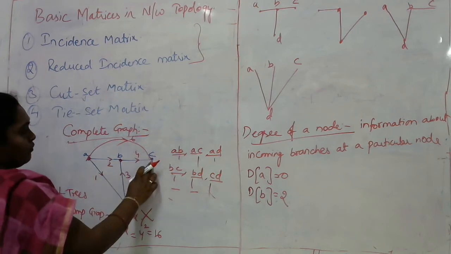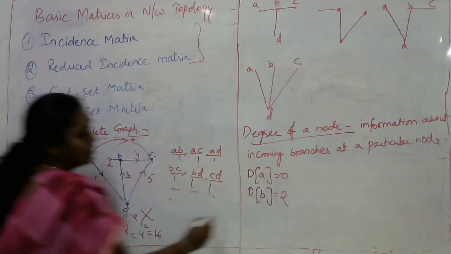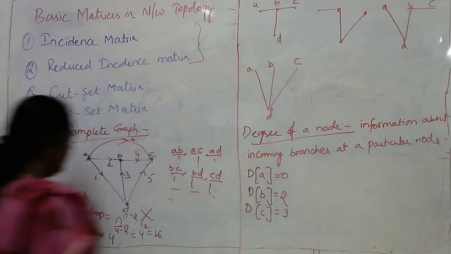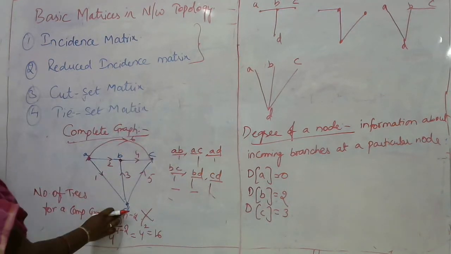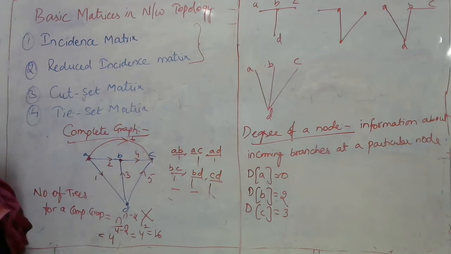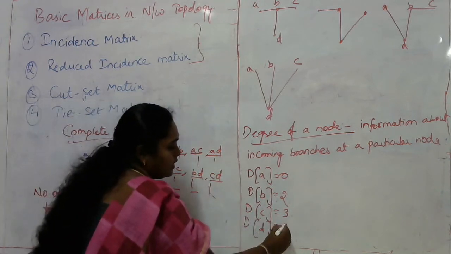Similarly, for node C, the sixth branch is entering, the fourth is entering, and the fifth is also entering. So the degree of node C is equivalent to 3. Similarly, node D is connected with 1, 3, 5, but only 1 is entering, while 3 and 5 are leaving. So the degree of node D is equivalent to 1.